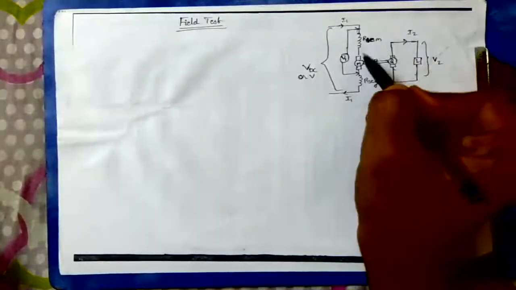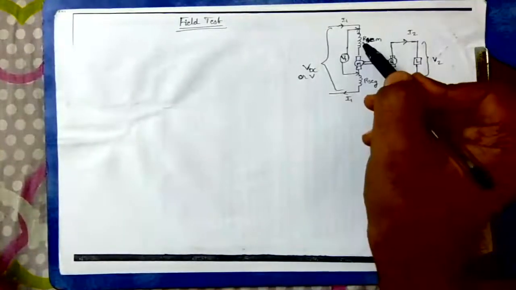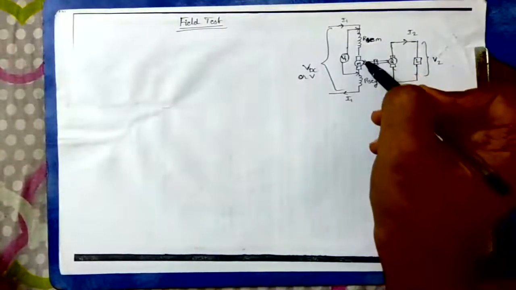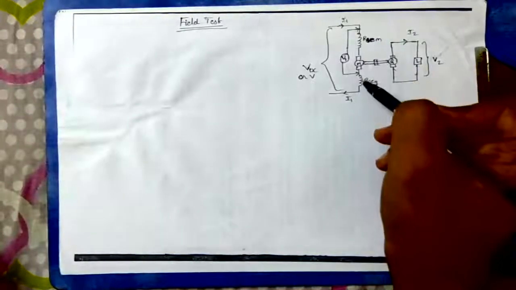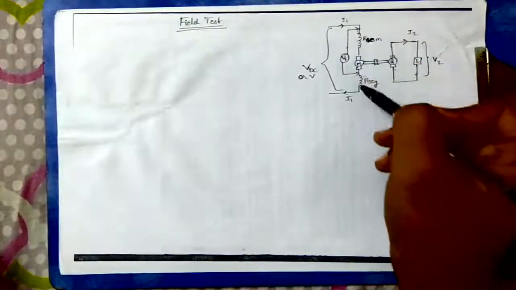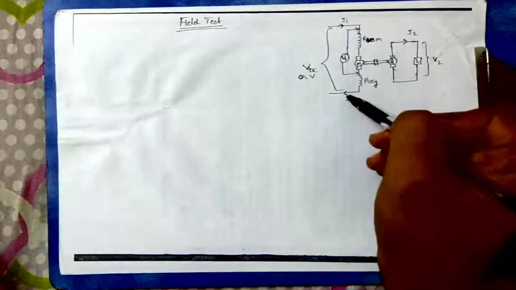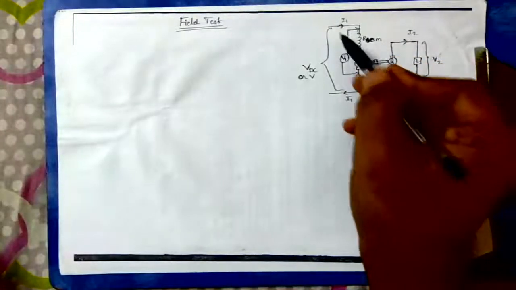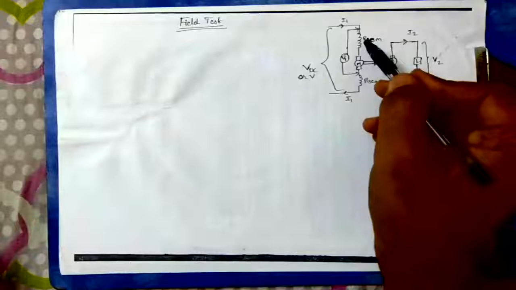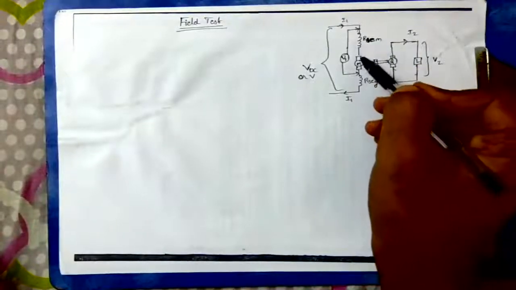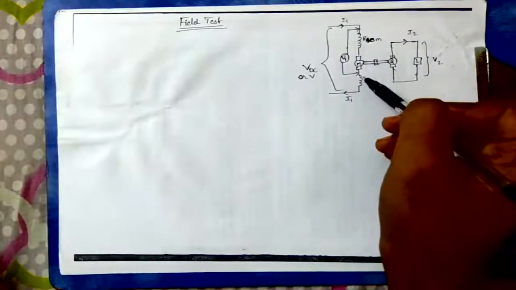You can see that the field of the motor as well as the field of the generator are connected in series, so both will have the same currents. If I1 enters, the same I1 leaves, so there is no division of current. The current always remains the same in both of the fields, whether it is motor or generator.